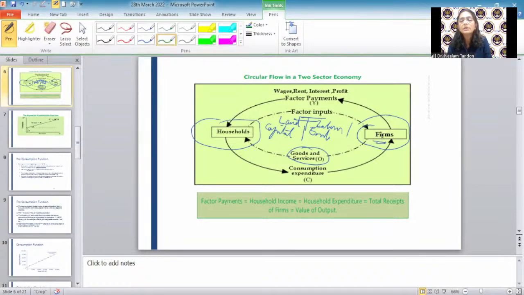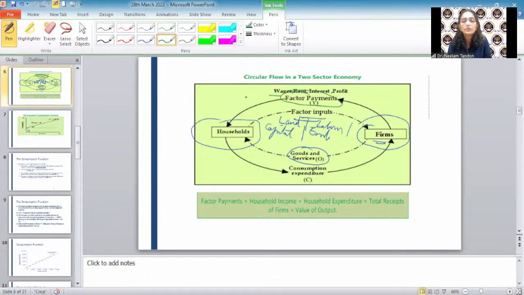In return, firm is going to pay them. What do they pay them? They pay them factor payments. So land gets rent, labor gets wages, capital gets interest, and entrepreneur gets profit. Through that income, what do they spend on? They spend on goods and services.